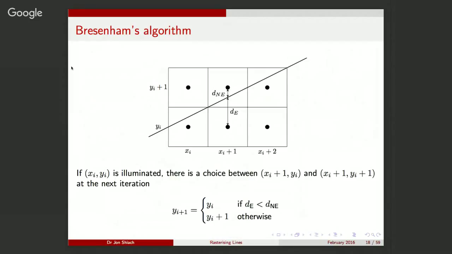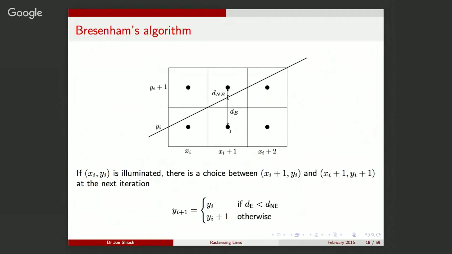So here's a very simplified diagram. Let's say we have a very zoomed in raster array. Here is my idealized image, which is that line. Okay, so I want to draw that line using these pixels. And let's say this pixel here at coordinates x, y has already been chosen. So we know that's been illuminated.